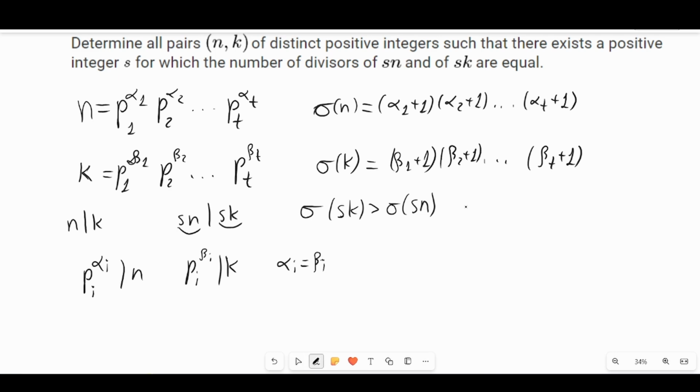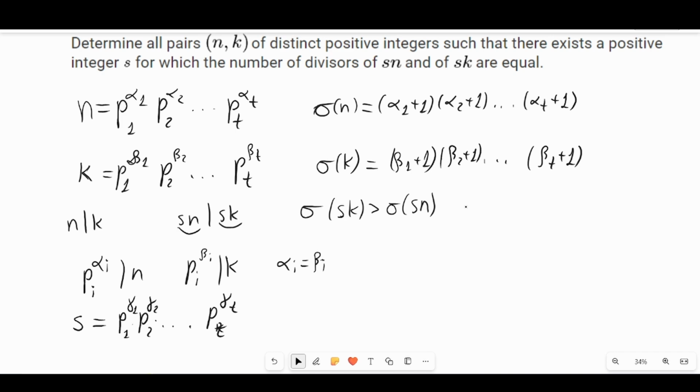So we have concluded that in the prime factorization of s, we need to take primes like p1, p2, all the way up to pt, and they may have powers like gamma 1, gamma 2, all the way up to gamma t.